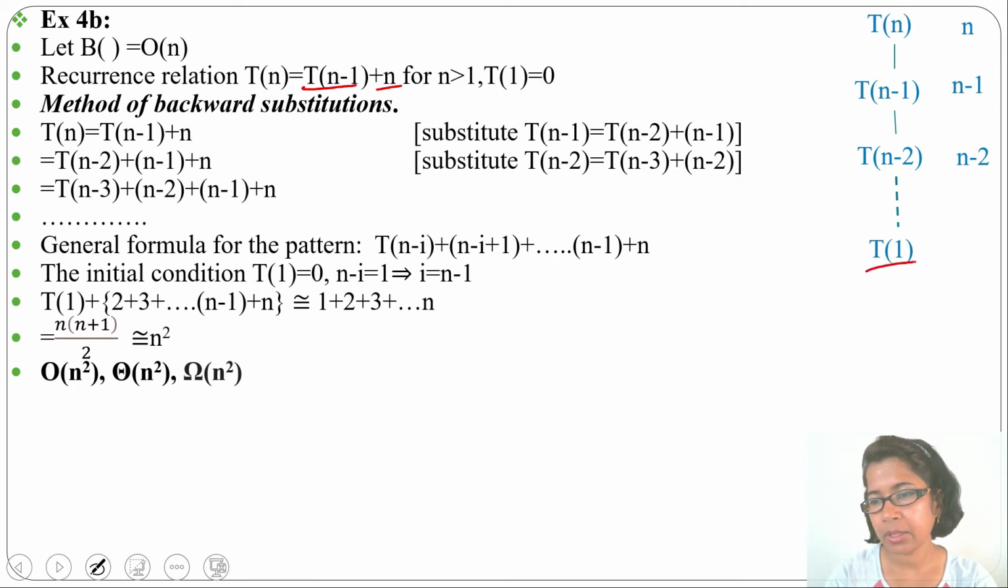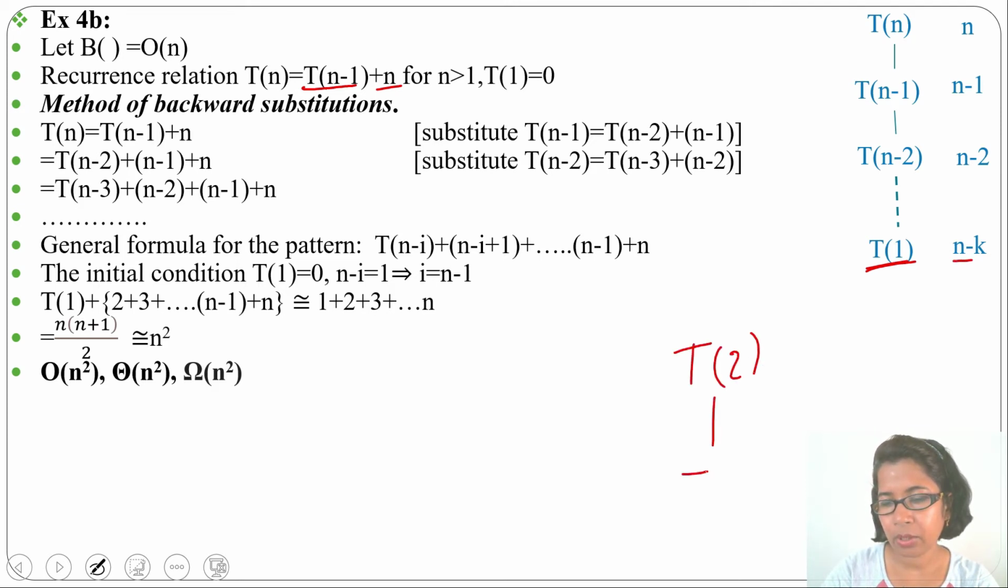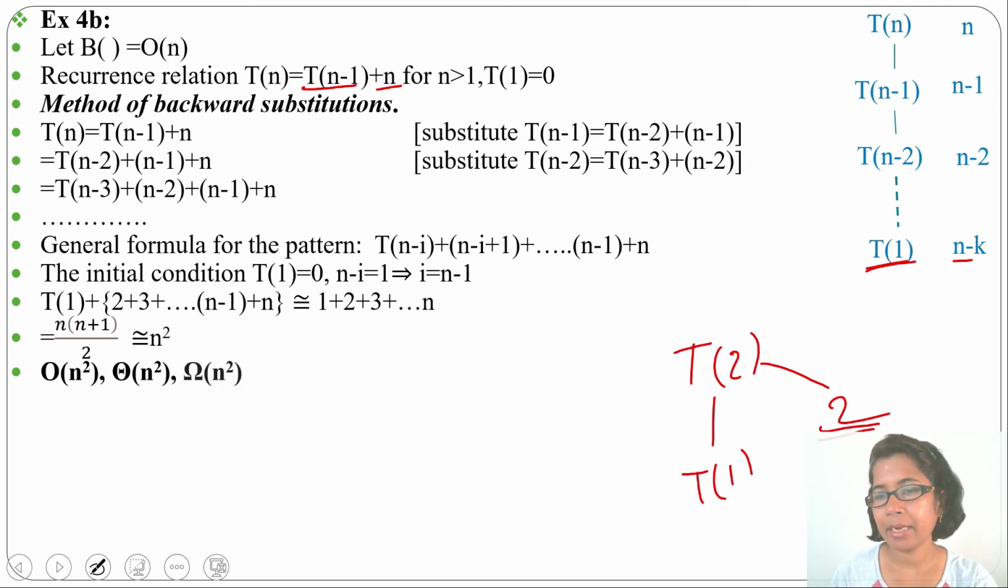Finally we'll reach T(1) and let's assume the time is n-k. Actually from T(2) we'll call T(1) and for this T(2) the time will be 2. So we are ending at 2. Now what is n-k? n-k equals 1, so k equals n-1.